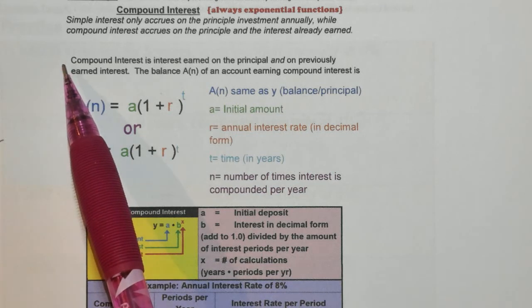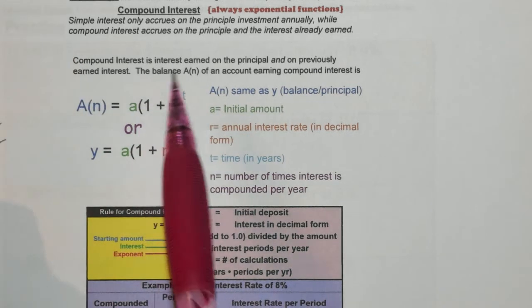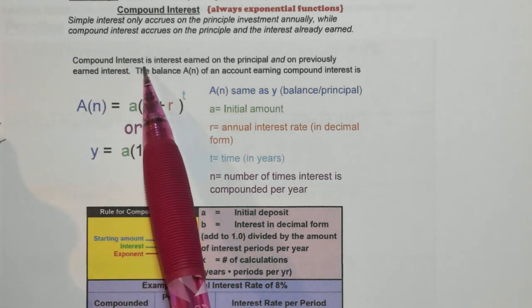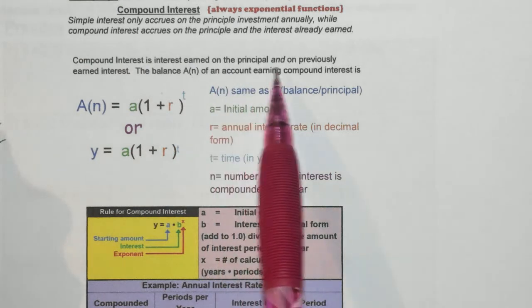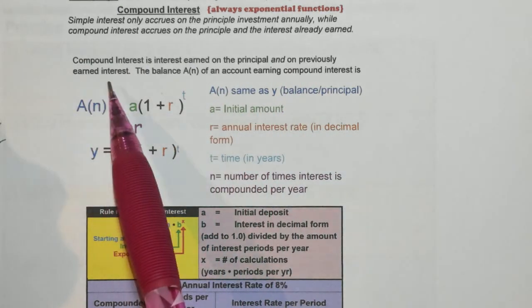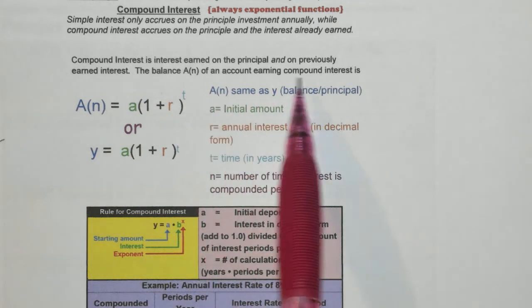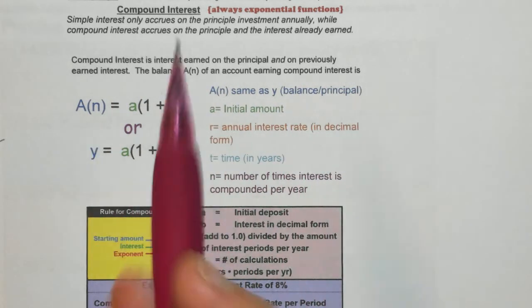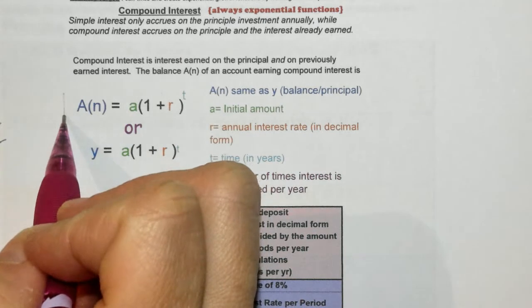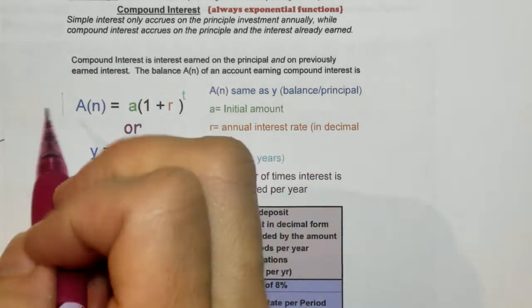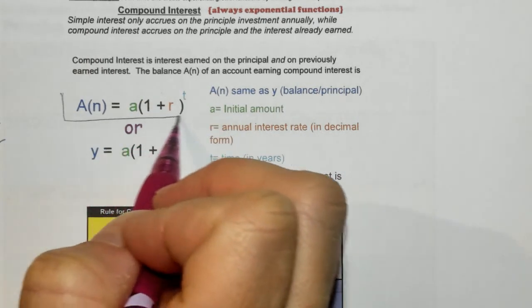Okay, so compound interest, again, is the interest earned on a principal and on previously earned interest. So the balance A of n of an account earning compound interest is... So here is your formula. Notice it doesn't look any different from the other video we just posted.